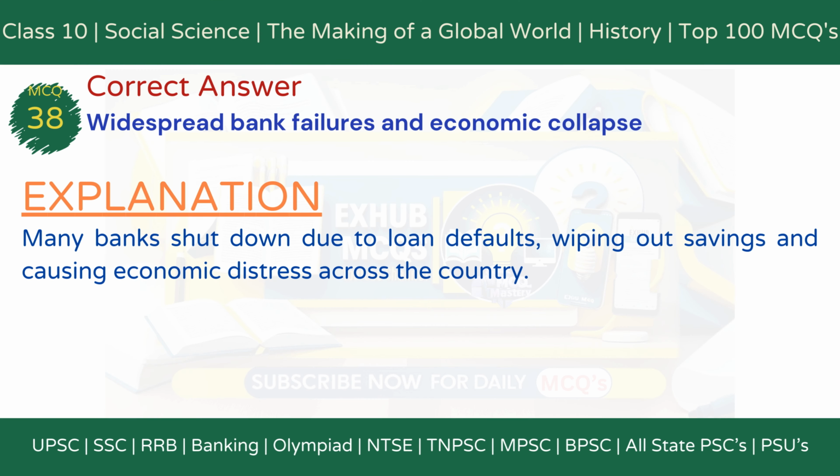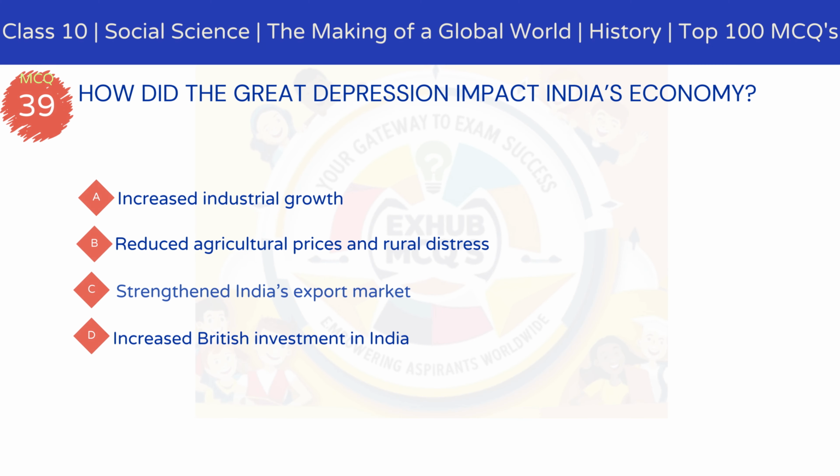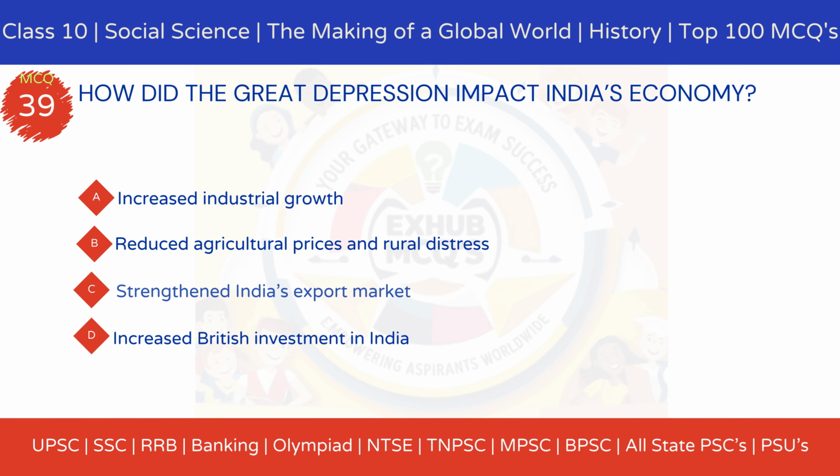The correct answer is option C: widespread bank failures and economic collapse. Explanation: many banks shut down due to loan defaults, wiping out savings and causing economic distress across the country. MCQ 39. How did the Great Depression impact India's economy?